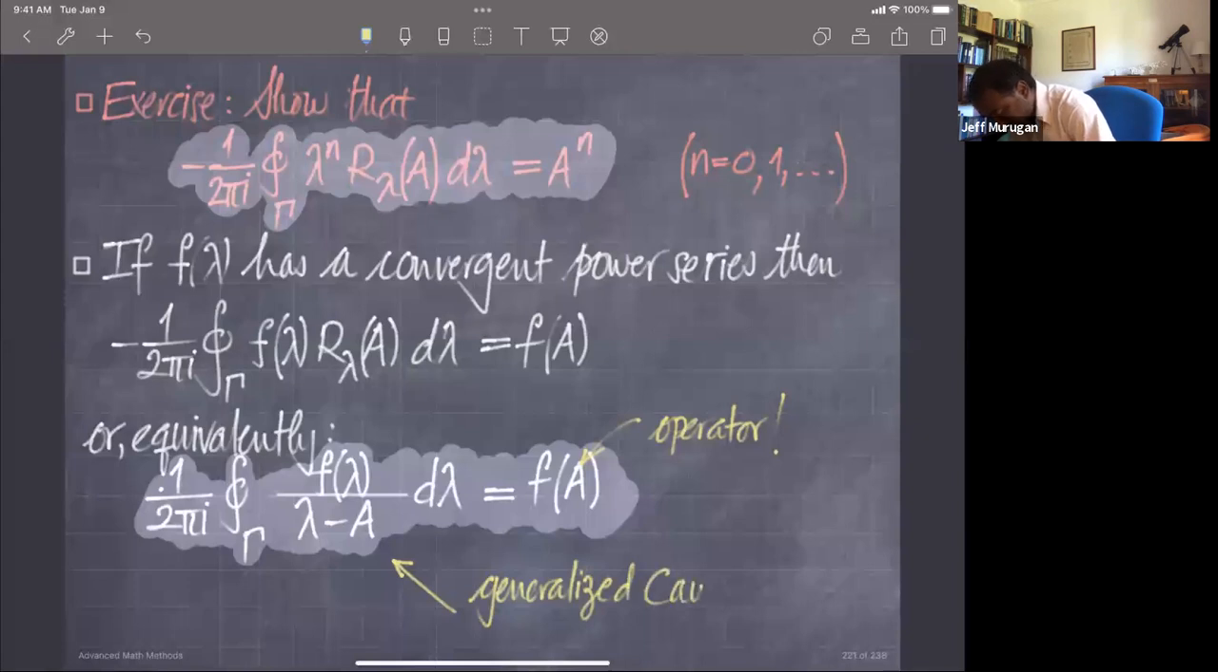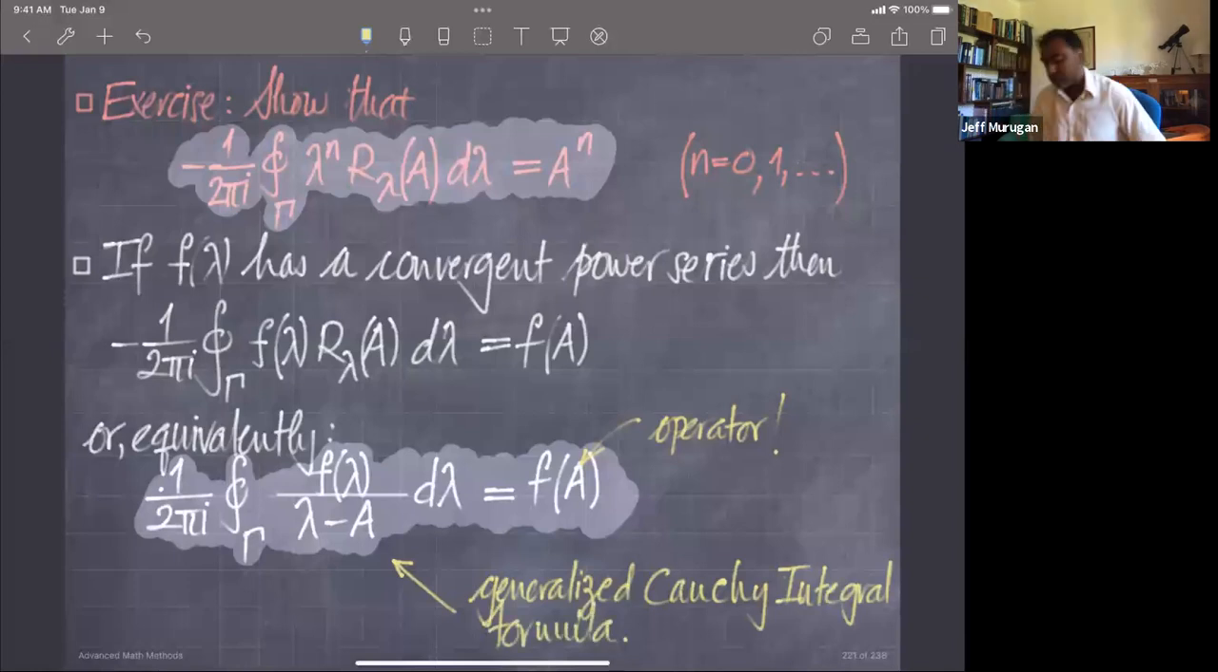Cauchy integral formula. Isn't that cool? Okay. Any questions?